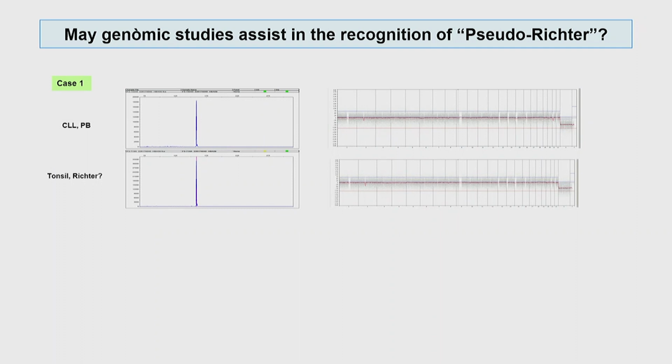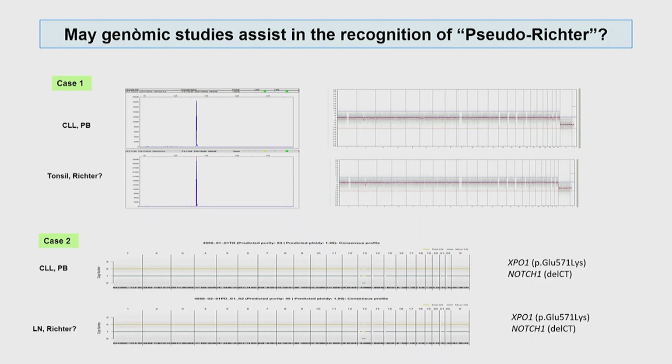And I think that observation made me go back to what I told you, like pseudo-Richter. This is one of the two patients that we have seen, and this is the CLL. This is the tonsil, which one pathologist diagnosed as Richter transformation, and probably I would have said the same. You see it's the same clone. But when we look by arrays at the karyotype of this case, you see that there is not a single gain in this proliferation in the tonsil that we pathologists call Richter compared to the original CLL. And this is totally contrary to what I showed you before.